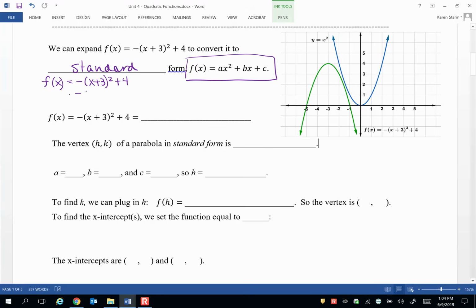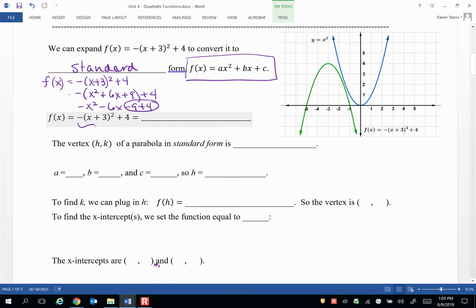So we're going to take the opposite. Now I'm going to square x plus 3 squared. So that's x squared plus double the product of 3x, which is 6x, plus 3 squared, which is 9. And then add 4 still. Now take the opposite of all those terms in the parentheses. So negative x squared minus 6x minus 9 plus 4. And then the last step would be to add the two like terms, which are constants.